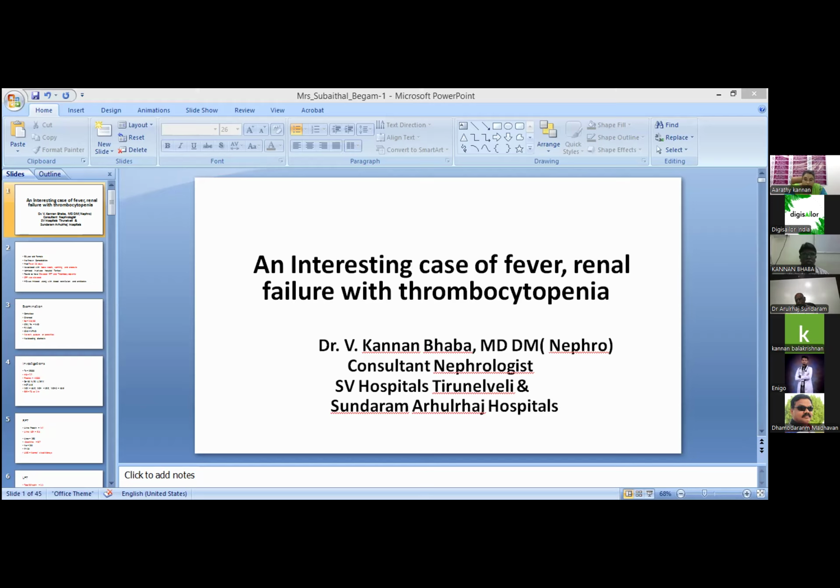So this is the final slide. This is a very, very rare presentation. We have come across it so far as an autoimmune thrombocytopenic manifestation. Some of the references I have searched in the journals: from Sanjay Gandhi Institute, they identified autoimmune thrombocytopenia in a patient with solitary plasmacytoma. Then one reference is there.